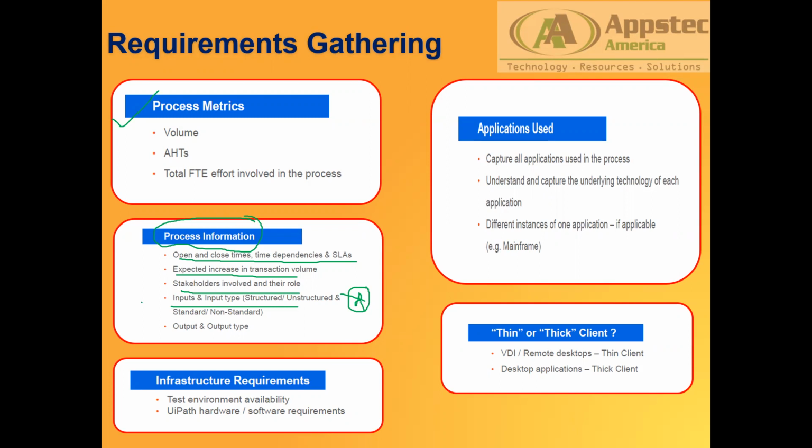So this is my input type and output type: whether my input is structured or unstructured, what is going to be my output, and what is going to be my output type. Am I going to send out an email as my final output? Am I going to download a report as my final output? Am I going to create a dashboard as my final output? Correct. So all these are my process level information.